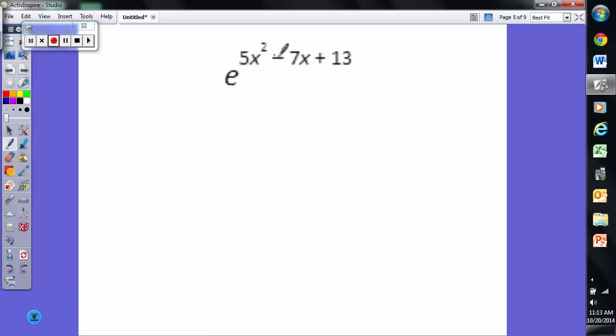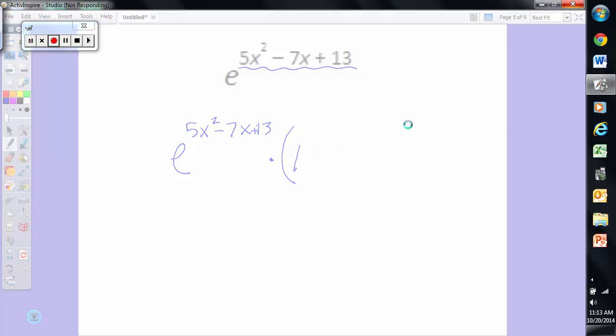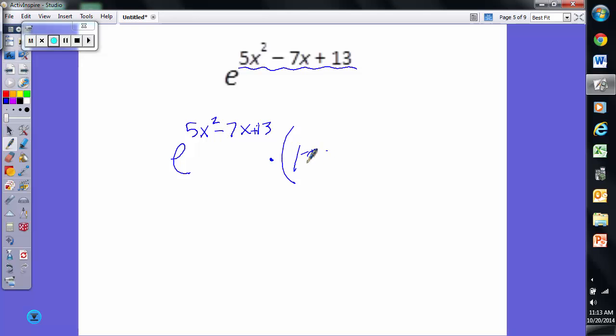Here, the outside is e to the x. The inside is this thing. So take the derivative of the outside, which is the same thing you're given, but now you have to multiply by this derivative. And that's a 10. It won't let me write it. Ugh. And now we're not responding. 10x minus 7. You getting it? I hope so.